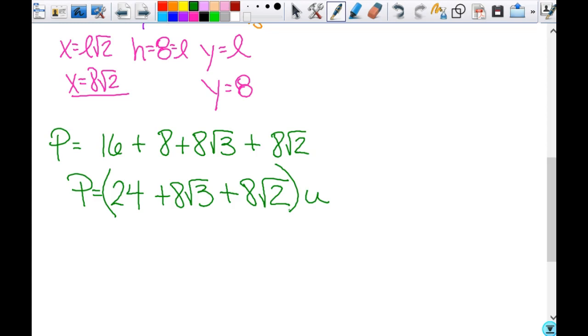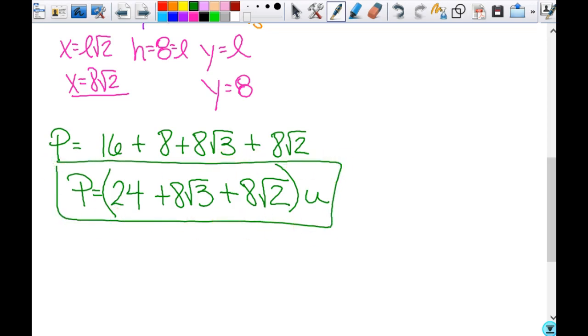Y'all have been required to use units in the past, I know, but you probably never had any kind of answer that had more than one term in it. So you probably didn't ever have to look at that, but that is important because those units get tied to everything. Does that make sense? Okay, so that is my perimeter.